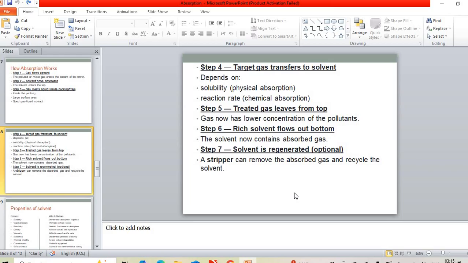So the solvent and gas can go to a stripper where we use heat, so we can strip the gas from the solvent, and the solvent can be recycled back to the absorption column again and used again as a pure solvent, or with a little bit or traces of the contaminant gas.